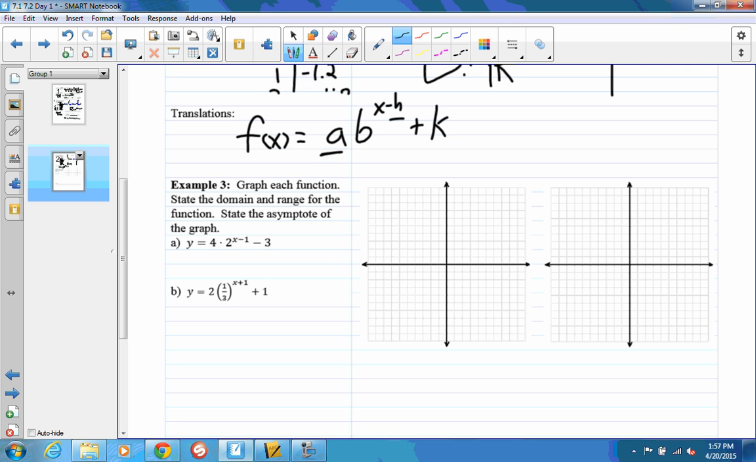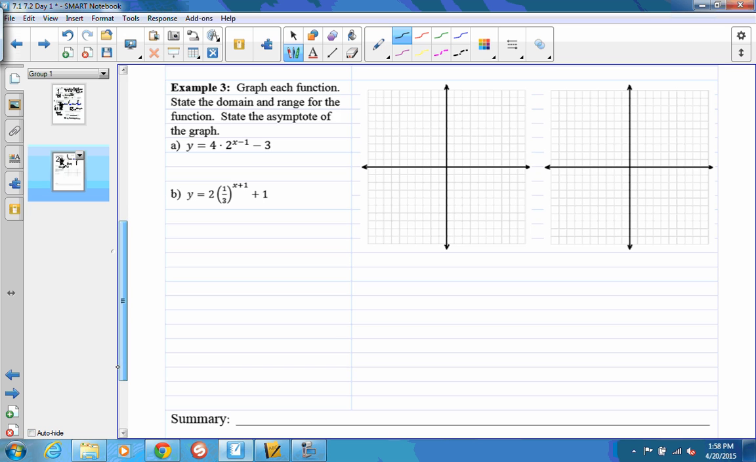So if H is horizontal, that means K translates me what? Vertically, and we don't change the sign on that. K is the only thing that's going to move your asymptote up and down. We're always going to deal with horizontal, and K is the only thing that'll move it. So that's your whole form for it. Is your K always going to be your asymptote? Yes, actually. Yes.